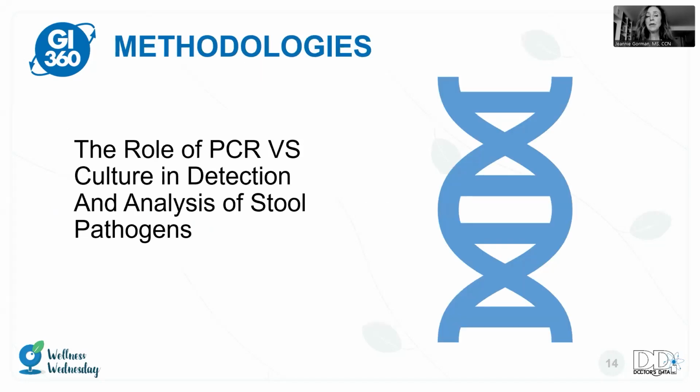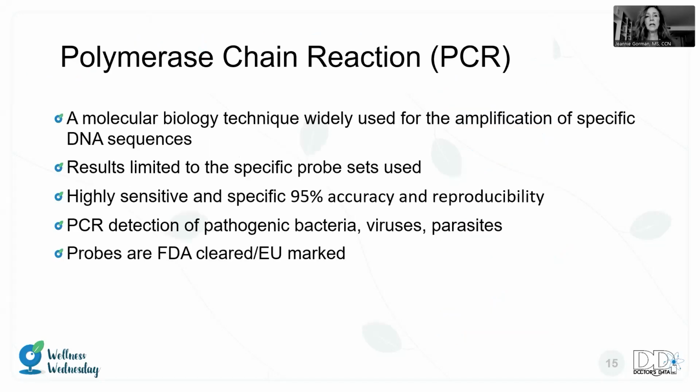Okay, let's talk about the role of PCR versus culture in detection. Why would you want both? PCR, polymerase chain reaction, is amplification of DNA sequences. The results of PCR are limited to a specific set of probes used. So in other words, in fishing terms, we're looking for a specific fish using a hook. We'll find it, even at single digit units. It's highly sensitive and specific, with a 95% accuracy and reproducibility rate with our probes.